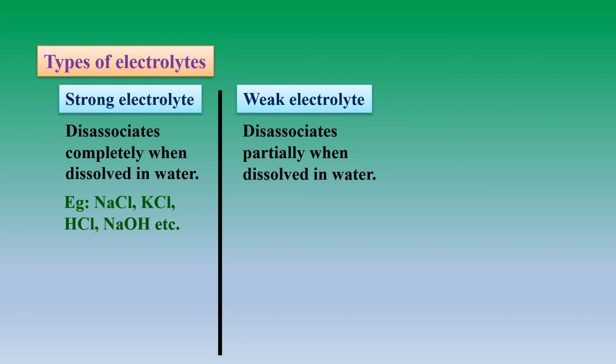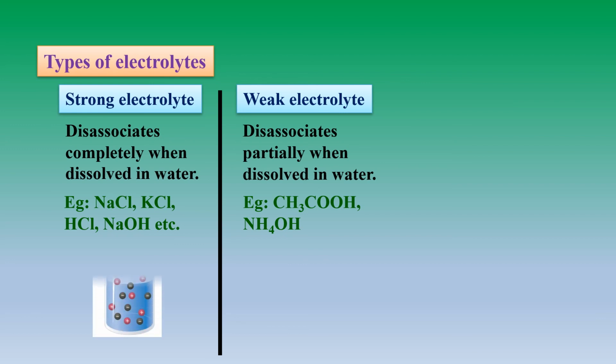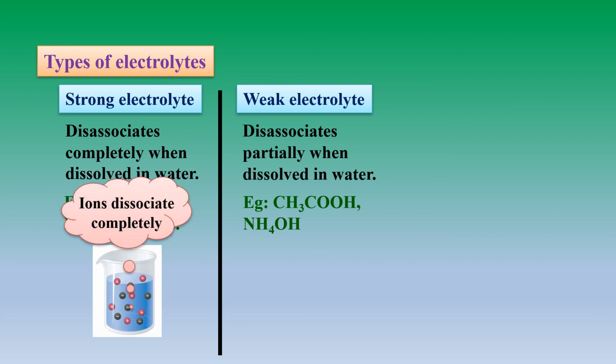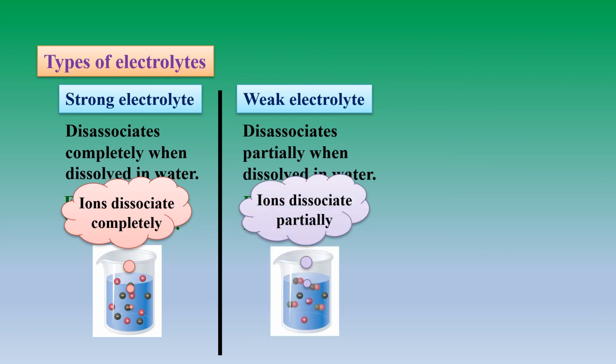Examples: NaCl, KCl, these are salts. HCl is a strong acid, NaOH is a strong base. Weak electrolyte may be a weak acid or a weak base. Acetic acid is a weak acid, it is a weak electrolyte. NH4OH is a weak base, it is a weak electrolyte. In strong electrolytes, ions dissociate completely, whereas in weak electrolytes, ions dissociate partially. That's it from this particular module.